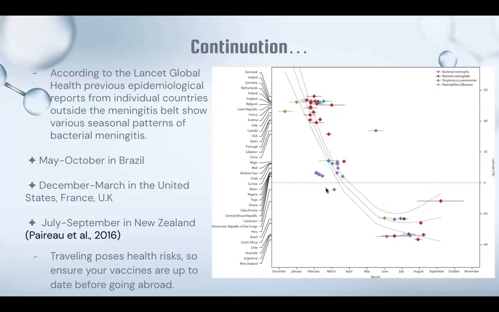As you can see, the purple dots are bacterial meningitis, which occurs between the months of February to April, occurring in countries in Africa, and Neisseria meningitidis is the one in red, which is around January to March, in countries in Europe, such as England, Belgium, France, Italy, Germany, and then also the USA.